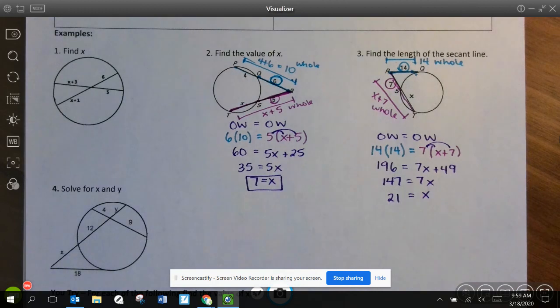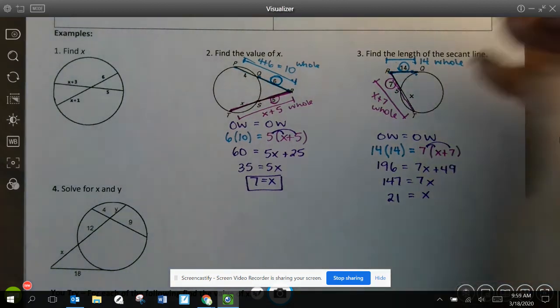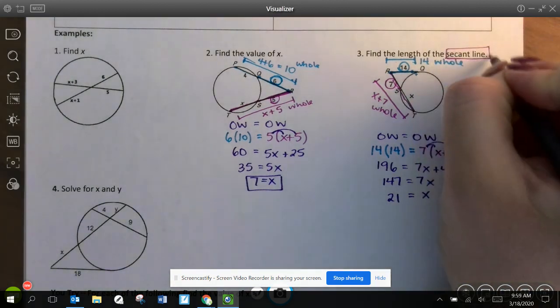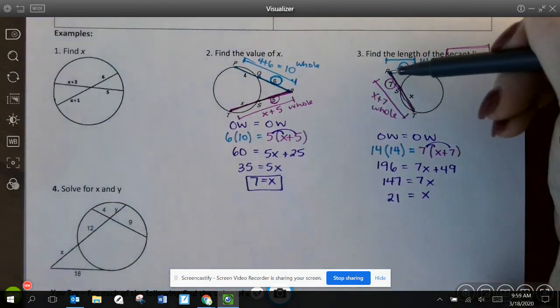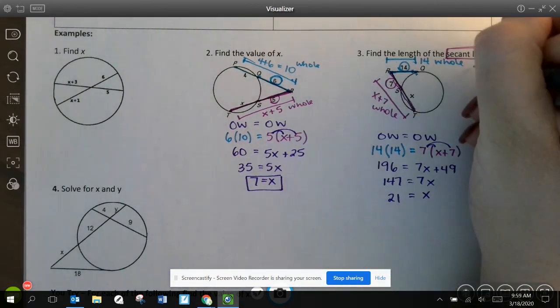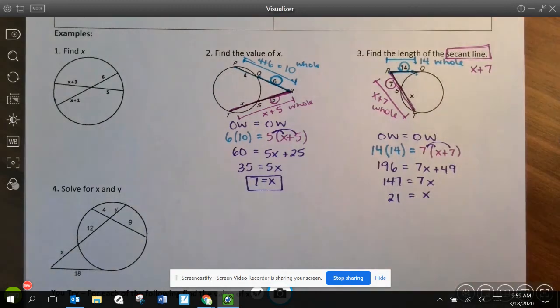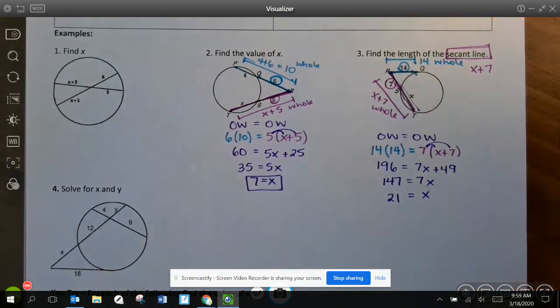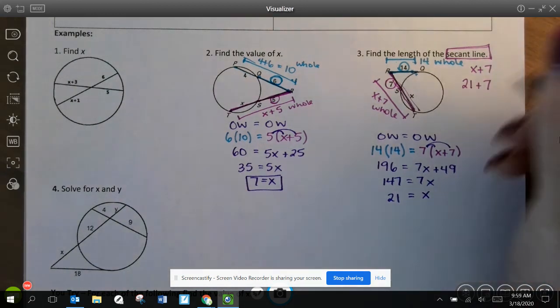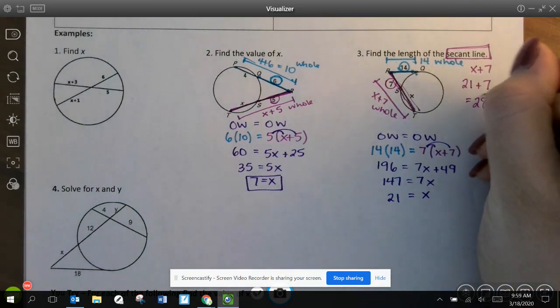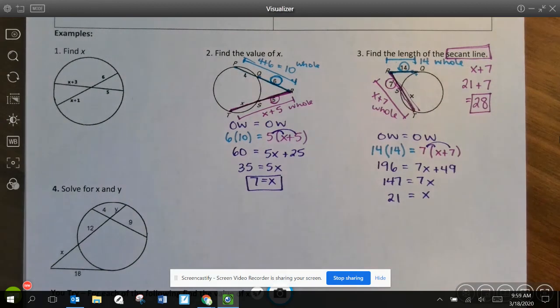Except my question is not asking me for x this time. It's asking for my secant line. My secant line would be this one right here, the one that crosses my circle twice. My secant line is x plus 7, right? It's that whole line right there. So what did I find x to be? Well, I found it to be 21, so I'm going to add 7. My secant line then equals 28.